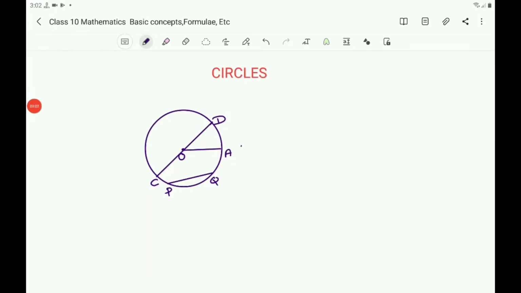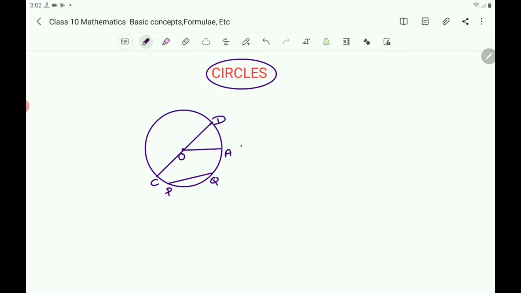Children, this is the next part of the mathematics basic concepts and formulas to score 100% marks in MCQ papers. Now let us discuss the circle. So what is a circle, that you know.